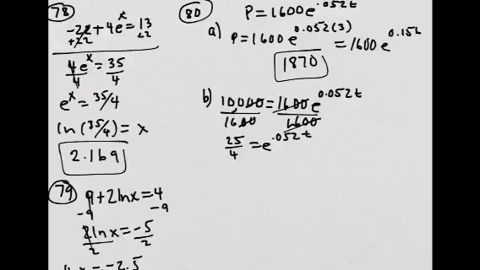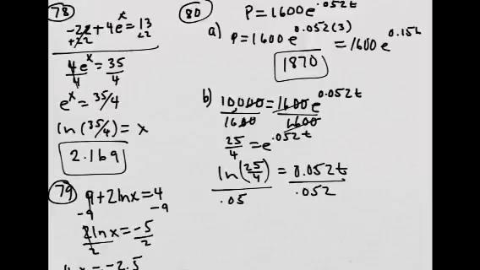And so natural log of 25 over 4, you could change it to a decimal if you like, equals 0.052 t. We're going to divide by this because we want to leave t by itself, right? So you put natural log of 25 over 4 divided by 0.052 and you get 35.2, and the unit is hours in this problem.